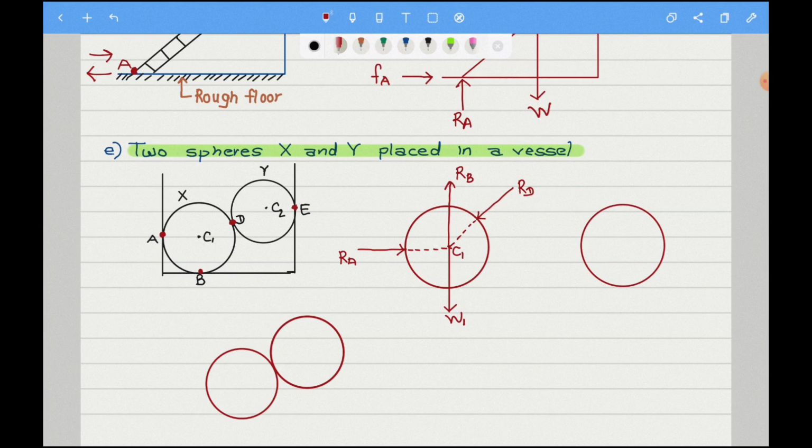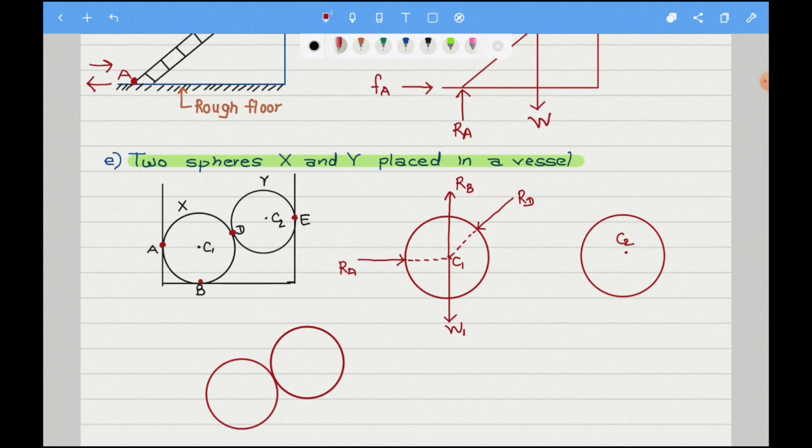Now let us draw the free body diagram for sphere Y. We will show the weight component in vertically downward direction through the centroid, that is C2. So let us do that. This is C2, and we will be drawing the weight component in vertically downward direction, and we will name it as W2. Then at the contact point E, there should be the reaction force RE normal to the contact point E. So let us do that. This is RE, which is normal to the contact point E.